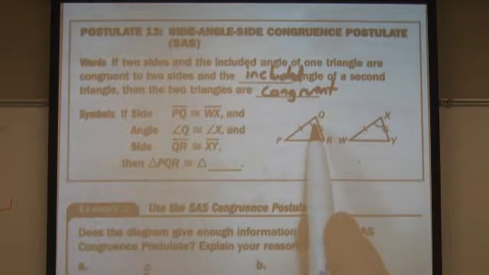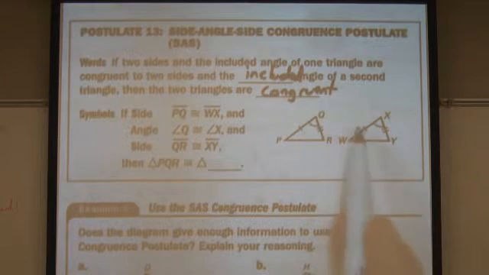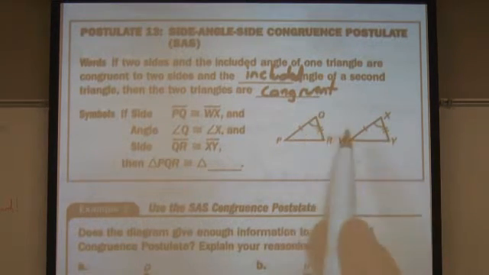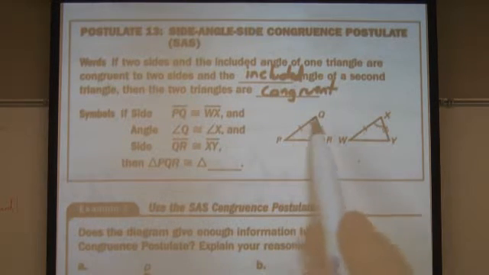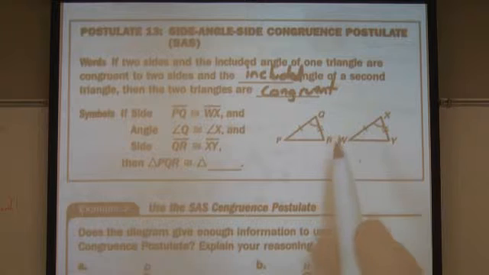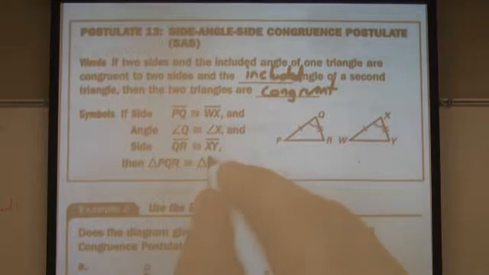So you see how these two sides make up the angle. The angle looks like it's between the two sides. That's what it means. The included angle has to be between those two sides. So PQ and WX are single ticked. QR and XY, they're double ticked. And then angle Q is congruent to angle X. So if that's all true, then these triangles are congruent. So if we go PQR in the first triangle, you have to go WXY in the second triangle.